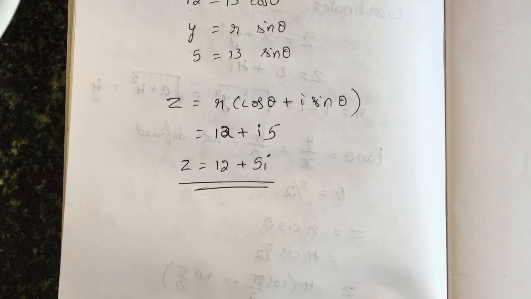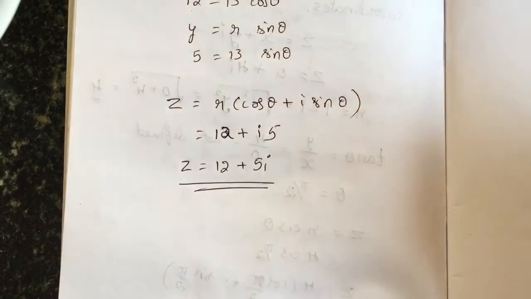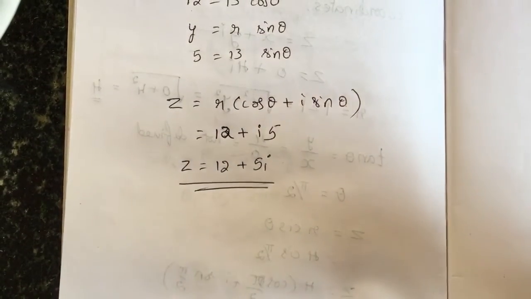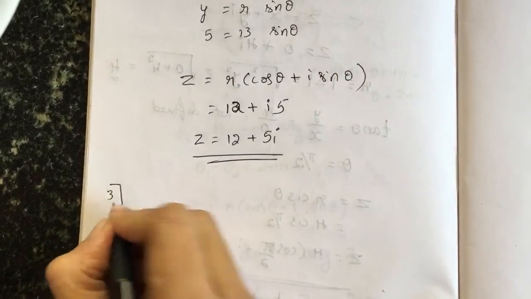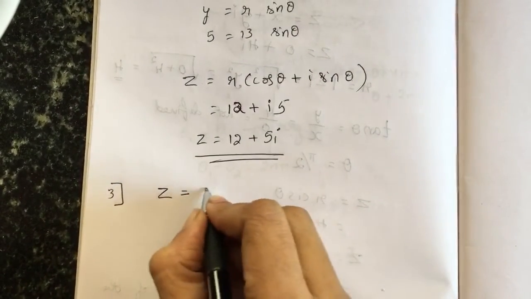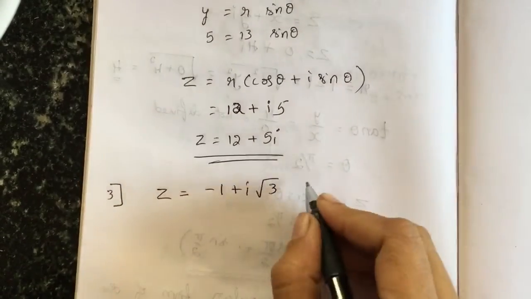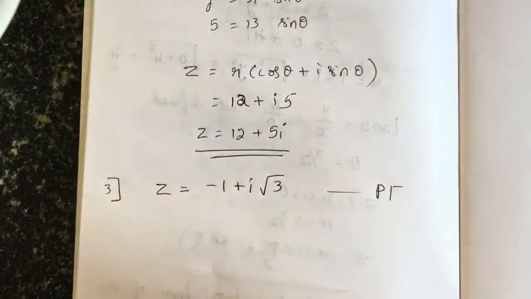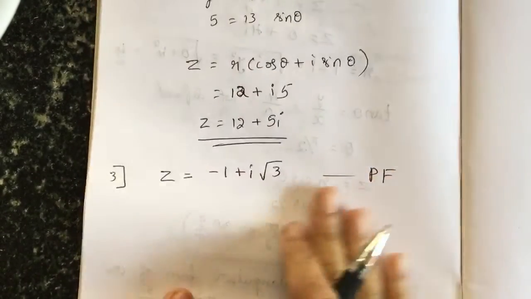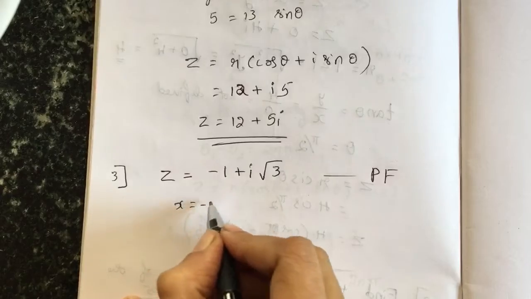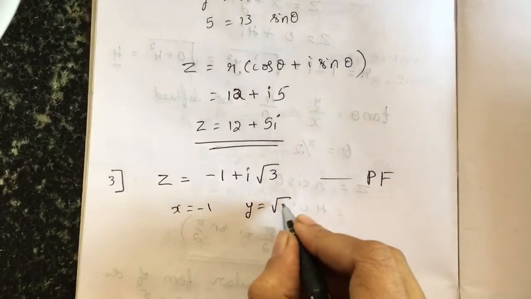You have to calculate theta, and depending on the signs of x and y, you have to find the argument of z. So how to do that? Let me take the third problem. Say here z is minus 1 plus i into root 3. Write this in polar form. Here x is negative, that is minus 1, and y is root 3.